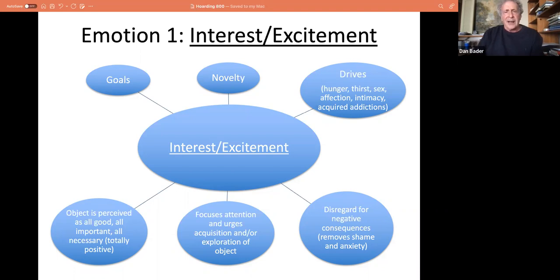And so, interest/excitement: at the top of the diagram, we have three things that cause us to experience interest/excitement. Goals, things that we're trying to achieve. Novelty, something new comes before us. And then the drives: hunger, thirst, sex, affection, intimacy, and all the acquired addictions, alcohol, drugs, etc. They just become like a drive state. Then you experience interest/excitement. And when you're in an interest/excitement state, whatever it is you're looking at, the object is perceived as all good, all important, all necessary, totally positive.